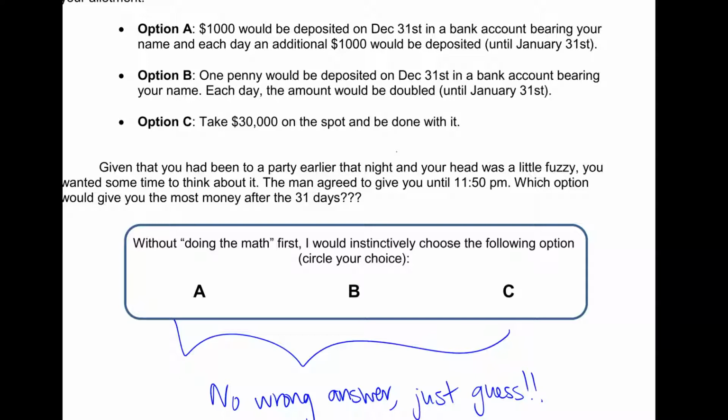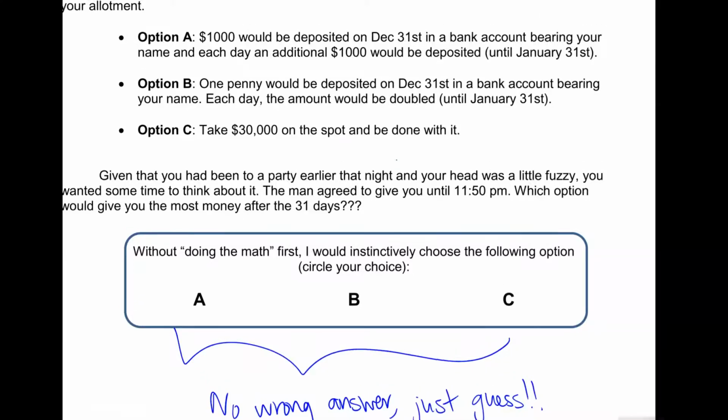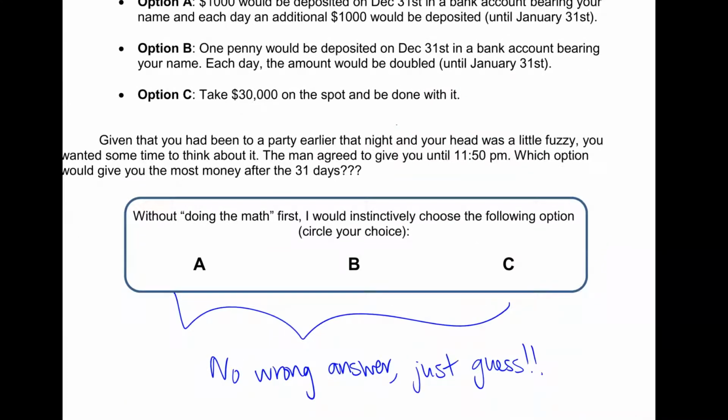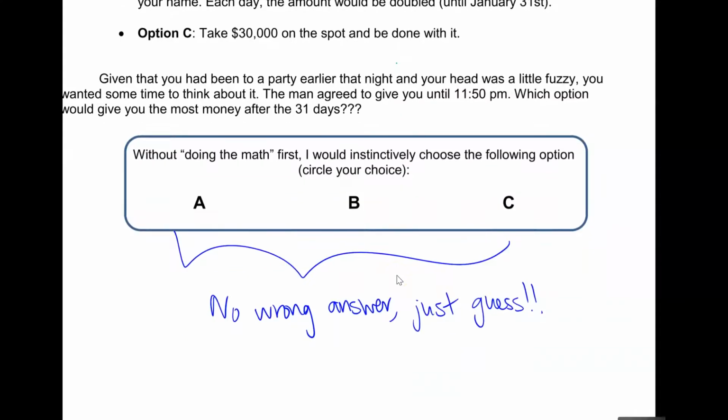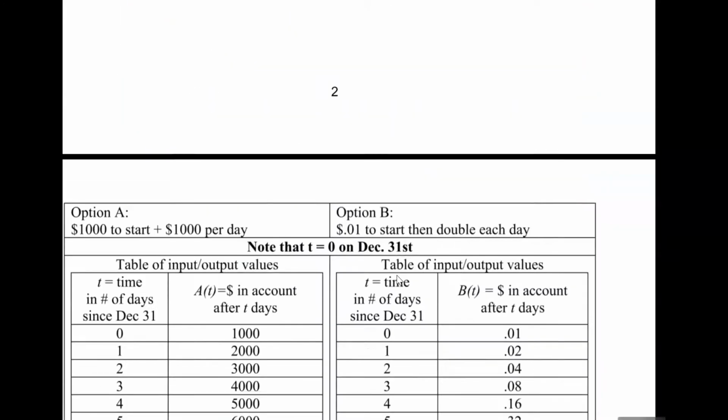Be done with it. Given that you had been to a party earlier that night, your head's a little fuzzy. You're like, I want to think about it. So you have until 11:50 p.m. Right, so it gives you a whole hour and 50 minutes. Which option would you most likely choose after 31 days? So I want you to guess, right? Without doing the math, which one would you choose? Don't look ahead. There's no wrong answer. I just want you to guess, because this is helping you build your intuition for math.